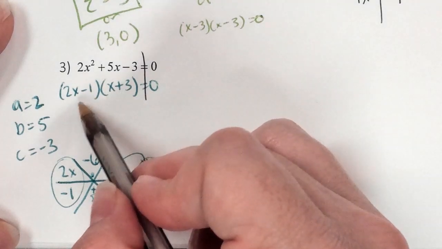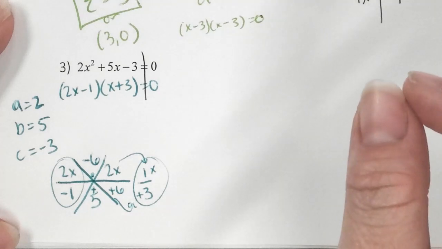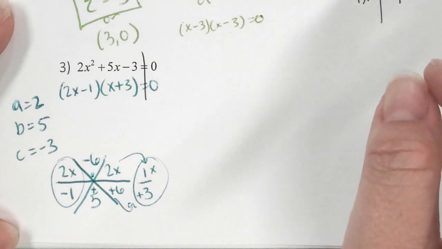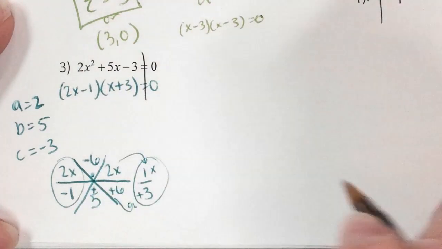If you did x plus 3 and 2x minus 1, that's totally fine. Order doesn't matter. Think about multiplication. What's 2 times 3? 6. Is 3 times 2 also 6? Yeah, order doesn't matter when you're multiplying. As long as the insides match, that's all that matters.